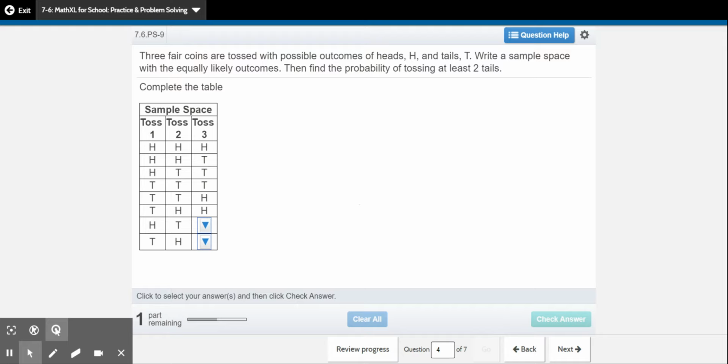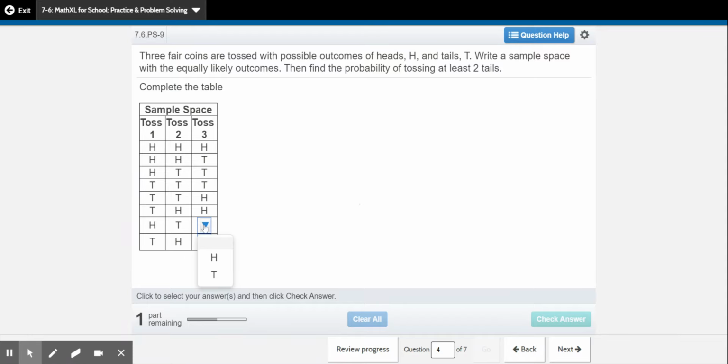3 fair coins are tossed with possible outcomes of heads and tails. Write a sample space with the equally likely outcomes, then find the probability of tossing at least 2 tails. So we want to make sure that we don't repeat anything that they already said. So I'm looking, we have heads and tails. Well, if we look up here, they have heads, tails, tails. So that means we needed a different combination.